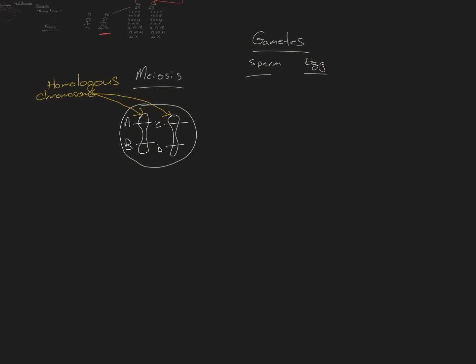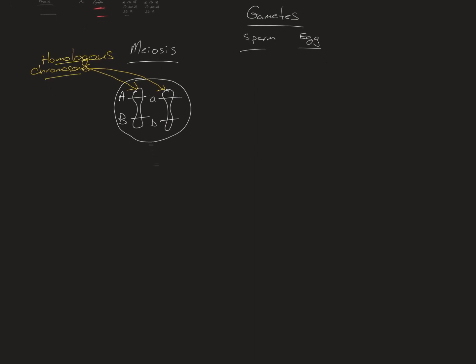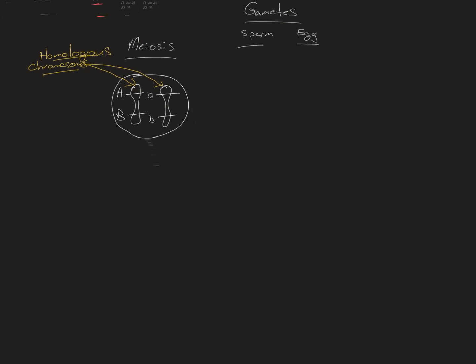Are they the same? Are they identical? What's different? Little a and big A and little b and big B. So what do we call those, big A and little a? Alleles. So they have different alleles, but they have the same genes. So we call these homologous chromosomes. So you take this one single pretend cell, it's a made up cell with only one chromosome, one pair of homologous chromosomes.